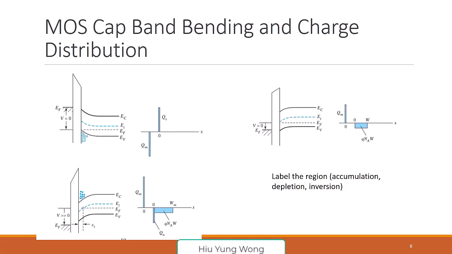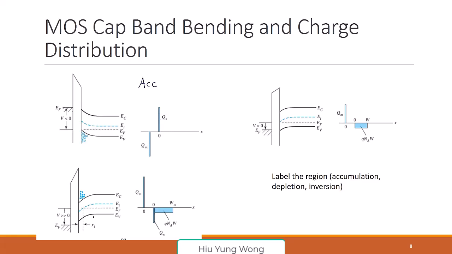I'm not going to spend time on this here, but let's label it. What is the first graph? Is it accumulation or inversion or depletion? The top left. Accumulation. Why? Because we accumulate a lot of holes here, right? The Fermi level is below the valence band, right? A lot of holes, positive charge.